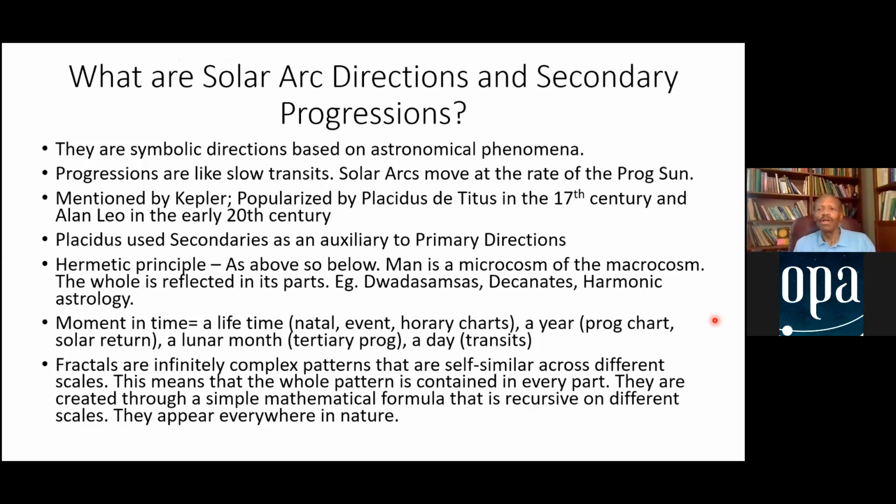So what are solar arc directions and secondary progressions? A whole talk could be given just on this one topic, but I'm going to just give it one slide in this particular case. They are symbolic directions based on astronomical phenomena. Progressions are like slow transits. Solar arcs move at the rate of the progressed Sun, and you calculate them by taking the difference between the natal Sun and the progressed Sun for the particular year of interest, and you add that arc to all of the natal planets.